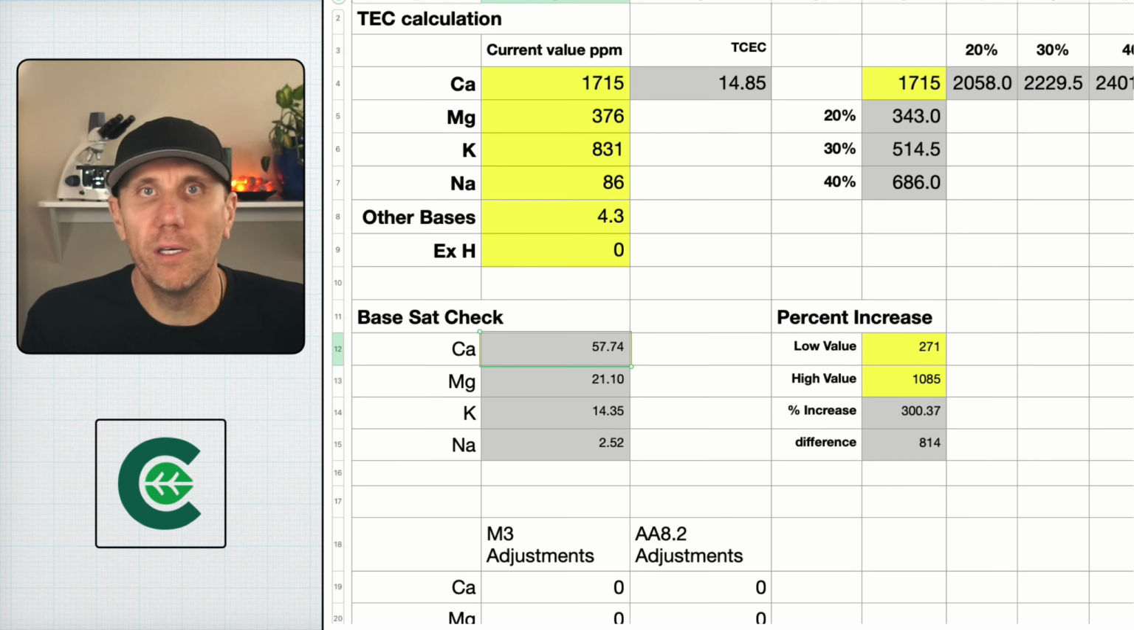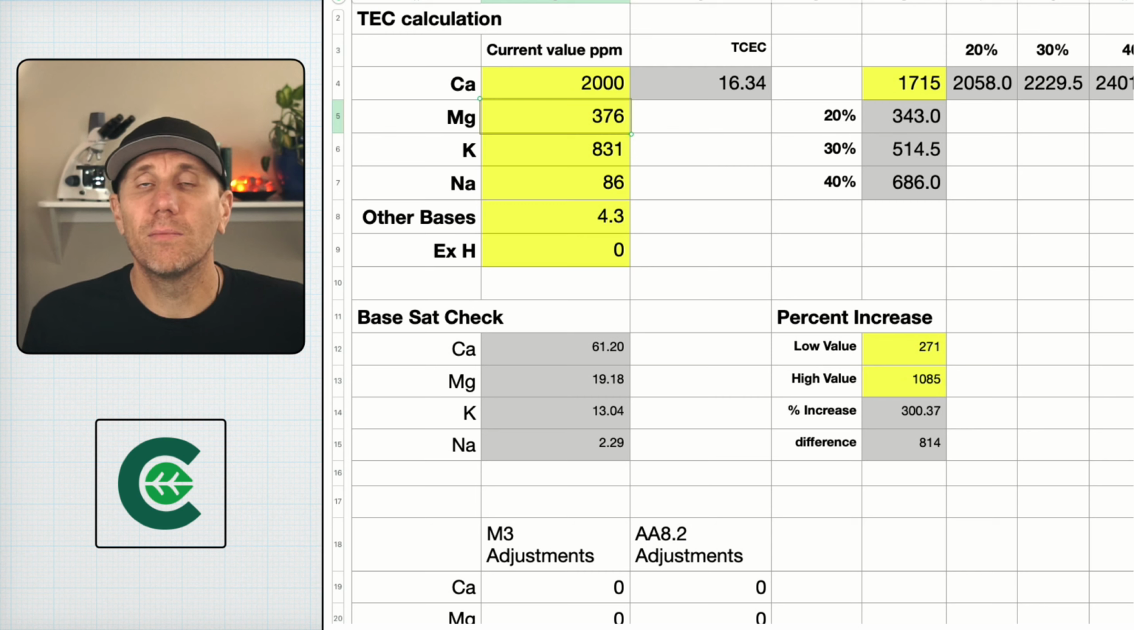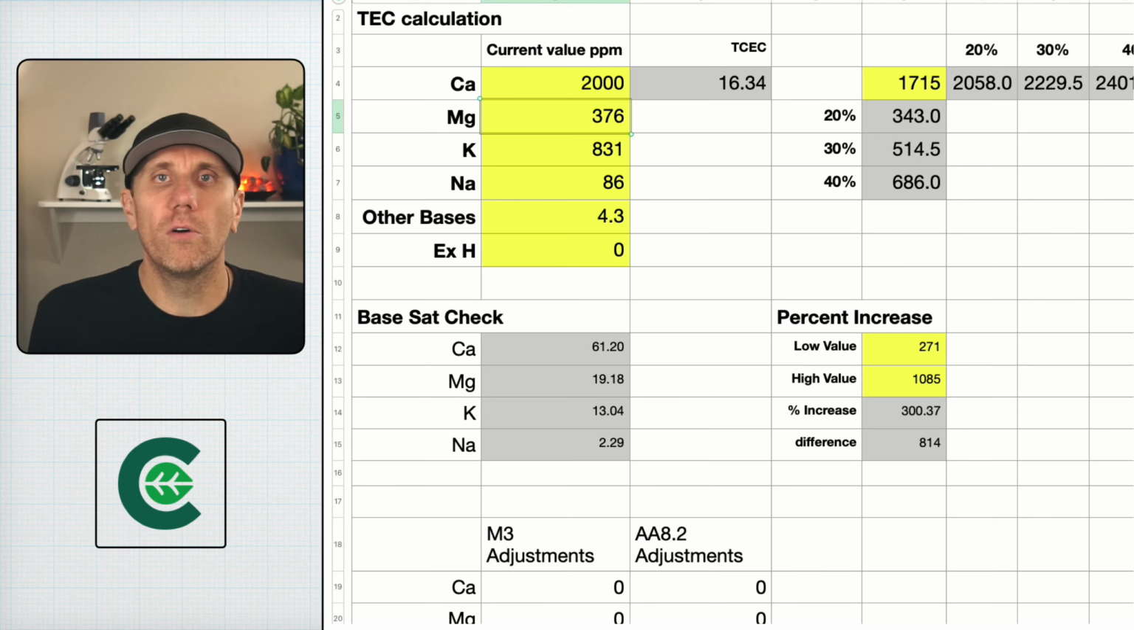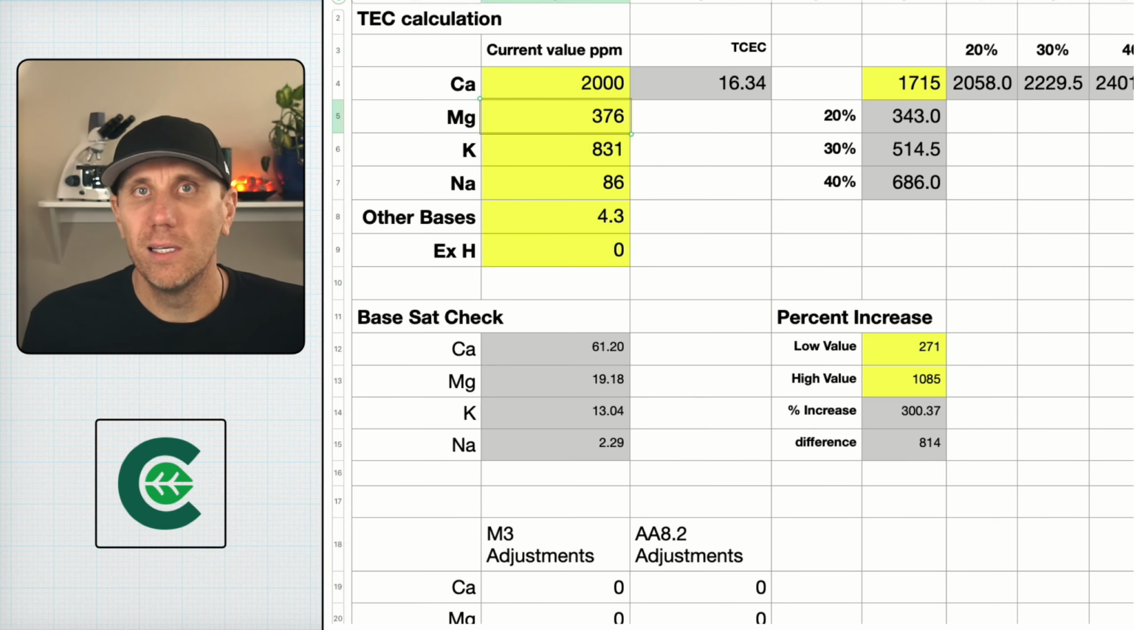So, our goal is, can we get base saturation values closer to 68% calcium, 12% magnesium, and 4 to 9% potassium? So we're going to come up to our calcium level. We're going to increase it to 1800. That brings us to 58. That's not near enough. Let's try 2000. 2000 gets us to 61% base saturation. And as you can see, the magnesium and potassium are both dropping because we are occupying more of that soil particle with calcium. That's still not enough.